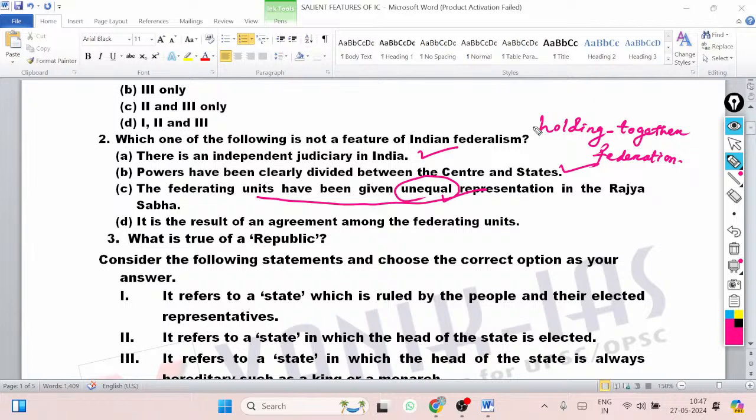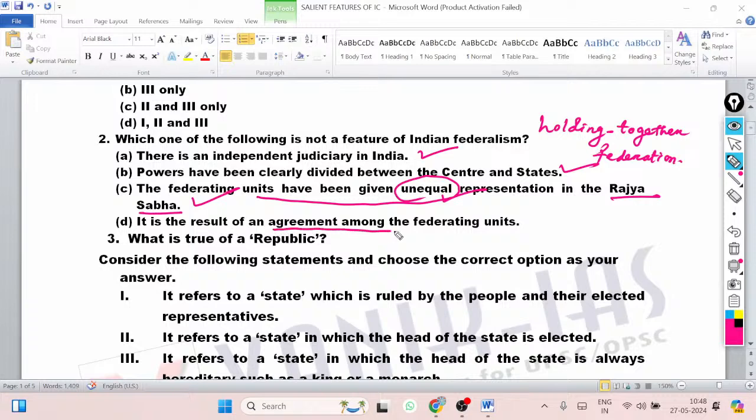In a typical federation or a coming together federation, the states are given equal representation in the upper house, because there must be an upper house in a federation. For example, in America, the upper house is known as the Senate, and in the Senate you will find equal representation of states, irrespective of their geographical and population size. But in the Rajya Sabha, the upper chamber of the Indian Parliament, you will find unequal representation, because the representation in the Rajya Sabha is provided on the basis of population. So that is a unitary provision. That is not a federal provision.